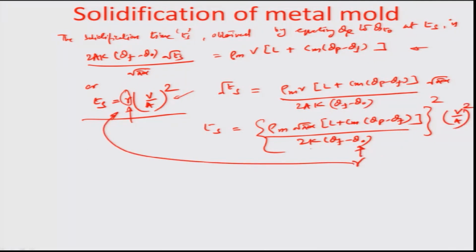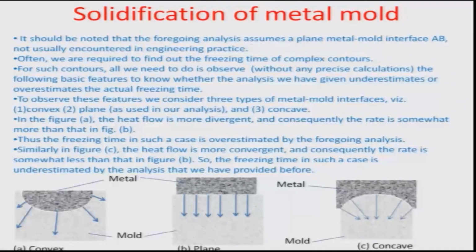It is a material property which depends on the thermal conductivity of the mold, the density of the liquid metal, the specific heat capacity of the liquid metal, and the latent heat of fusion or solidification of the liquid metal. So therefore it's constant, and then the solidification time here can be assumed to be proportional to the square of the length parameter V by A, volume by area, that is the length. So having said that, it should be noted that the foregoing analysis assumes a plain metal mold interface.